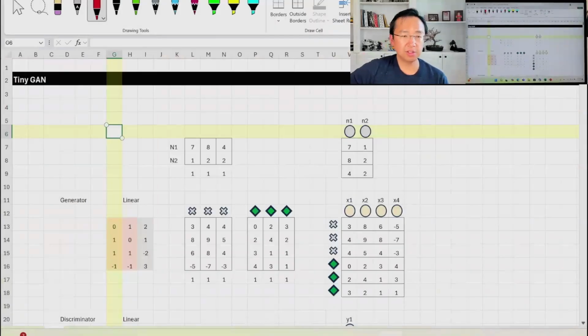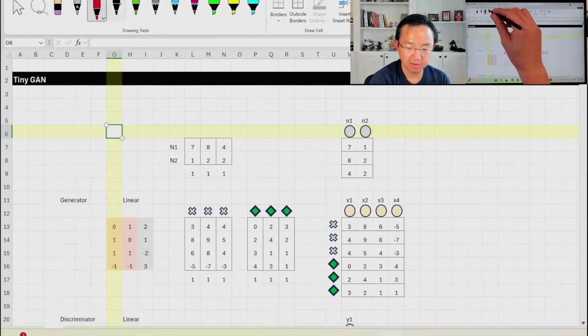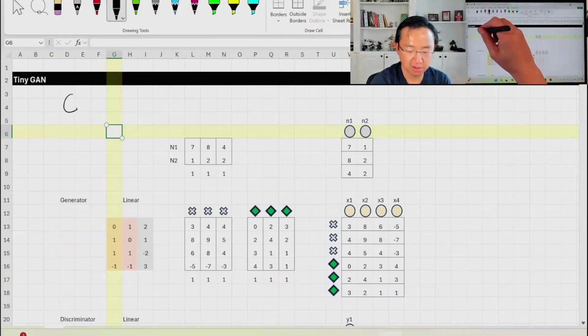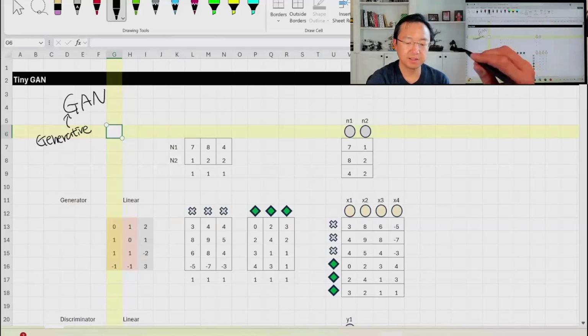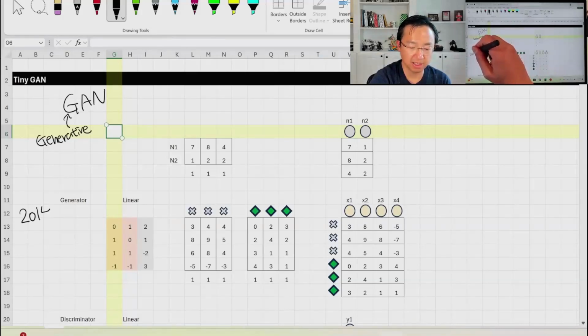So today we're going to talk about GAN, or Generative Adversarial Network. Let's write it out. GAN, and G stands for generative. It was originally invented to generate images of faces and was the first realistic generation of synthetic images achieved by a neural network. It's almost 10 years ago, in 2014, by Ian Goodfellow.